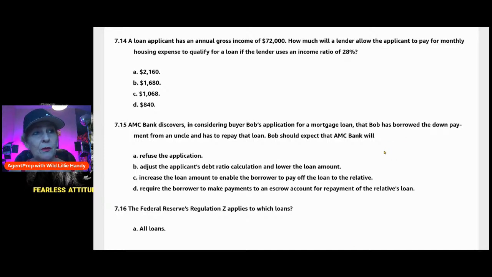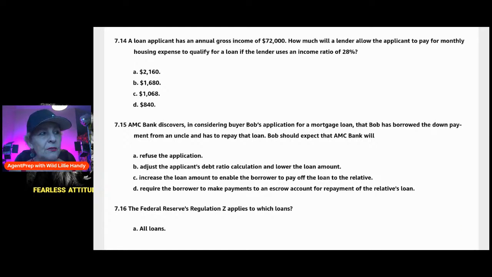Now, if it had not been a loan but a gift from the uncle, then that would have been okay. The lenders will allow a gift, and it has to be in the account for a certain amount of time. So the answer here is B. Adjust the applicant's debt ratio calculation, okay, and lower the loan amount.